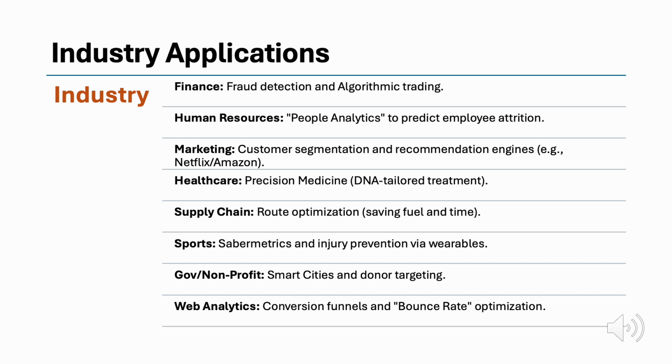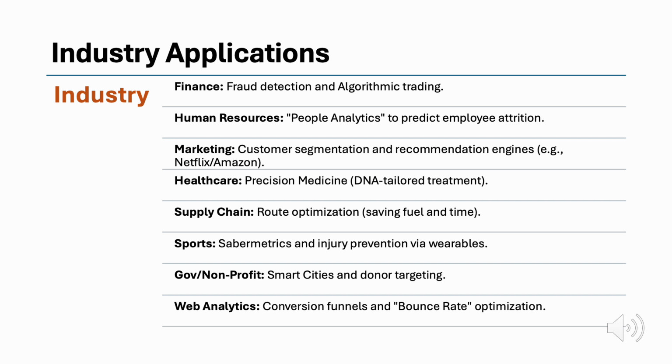Finance. In the financial sector, analytics is used for fraud detection. Banks use real-time predictive models to flag a transaction as suspicious the moment you swipe your card in a foreign country. It's also the backbone of algorithmic trading, where computers execute trades in milliseconds based on data patterns.